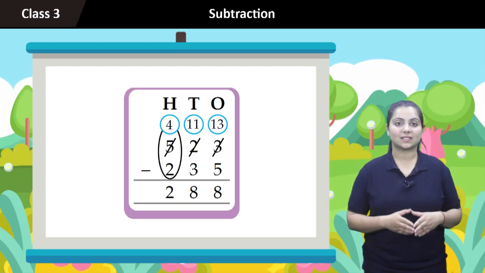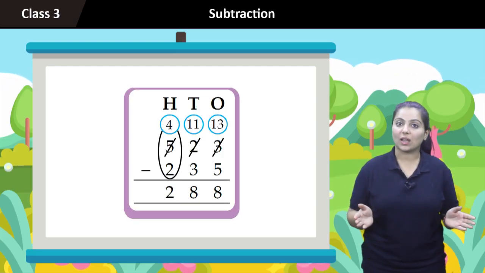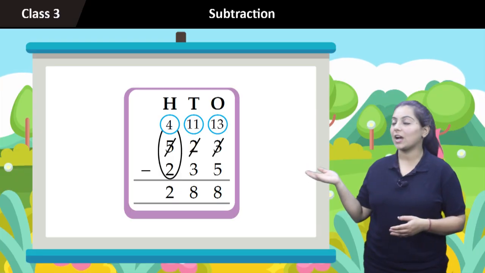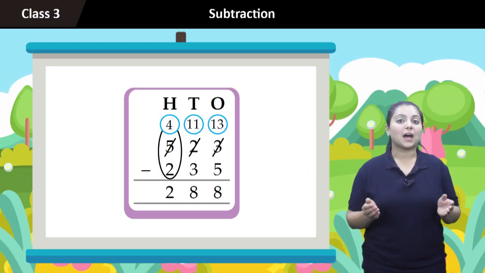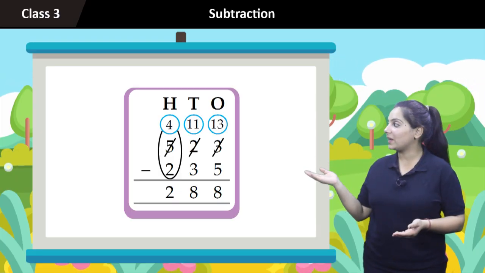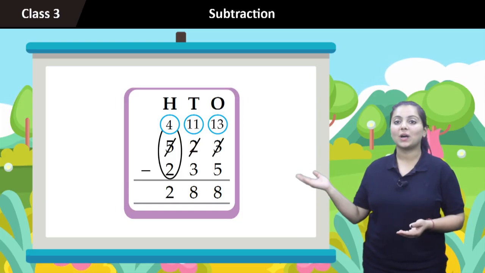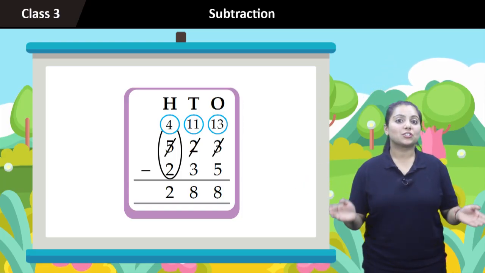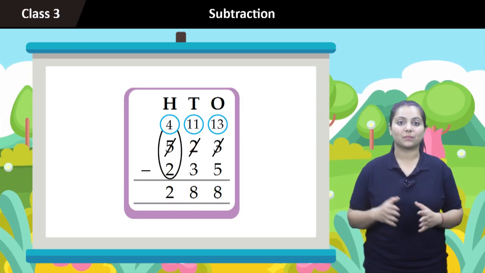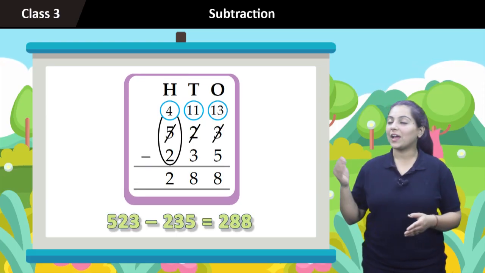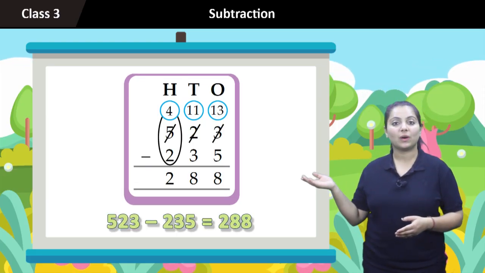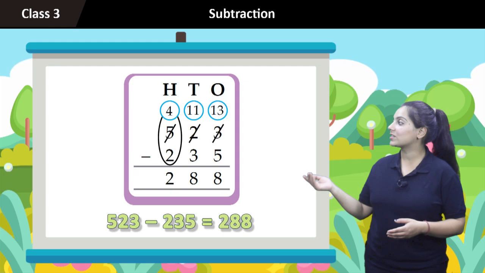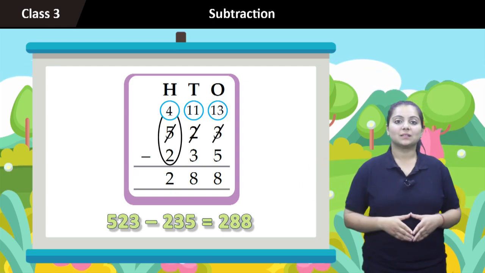Subtract the hundreds. In the hundreds column, 4 hundreds are left after borrowing. Now 4 hundreds minus 2 hundreds is equal to 2 hundreds. Write 2 under the hundreds column. Thus 523 minus 235 is equal to 288.